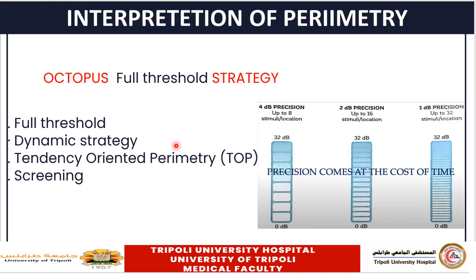So always the precision comes at the cost of the time. The longer the time, the better the precision. But some people need a short time at the expense of the precision. For example, you can see here we reach the same result, determining the sensitivity of 32 decibels. Here we use up to 32 stimuli per location, so we stimulate the location 32 times. However, in this one we stimulate 16 times, and in this one 8 times. One location is examined 8 times. They all give the same result, but the time is different in these three strategies.